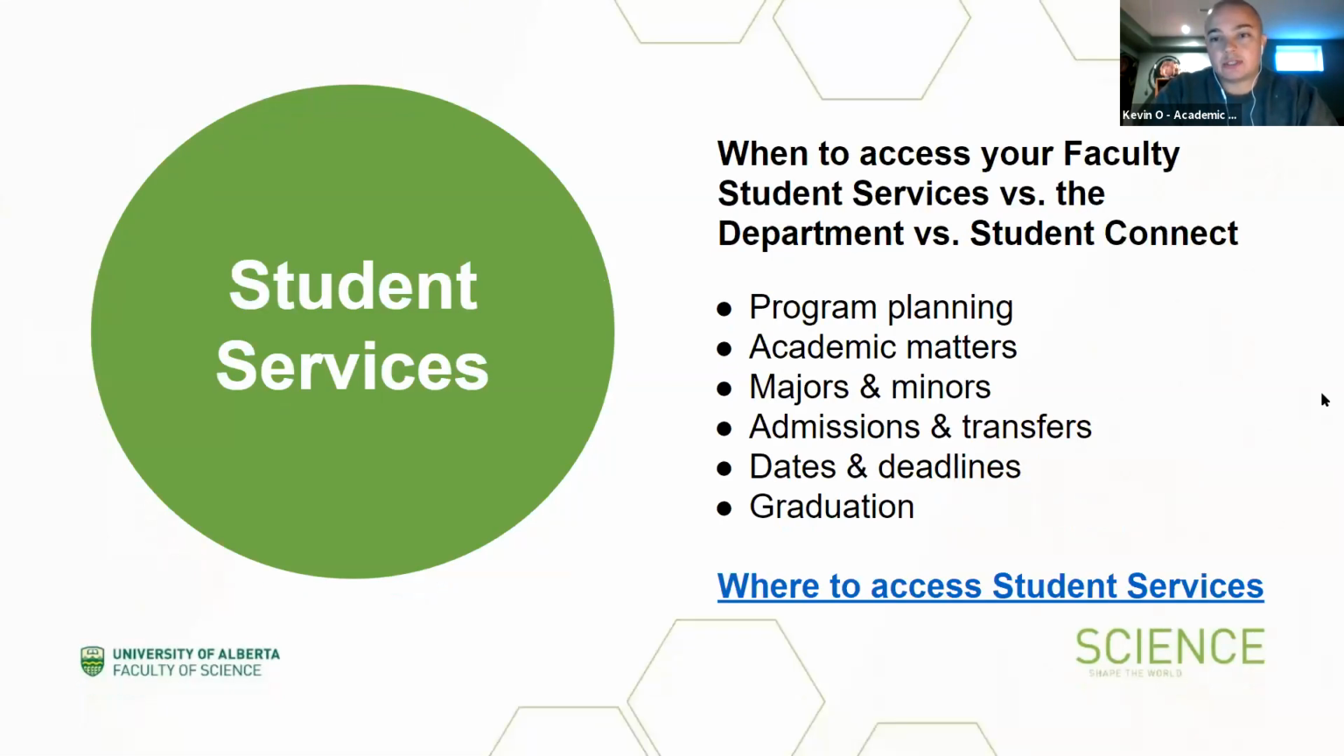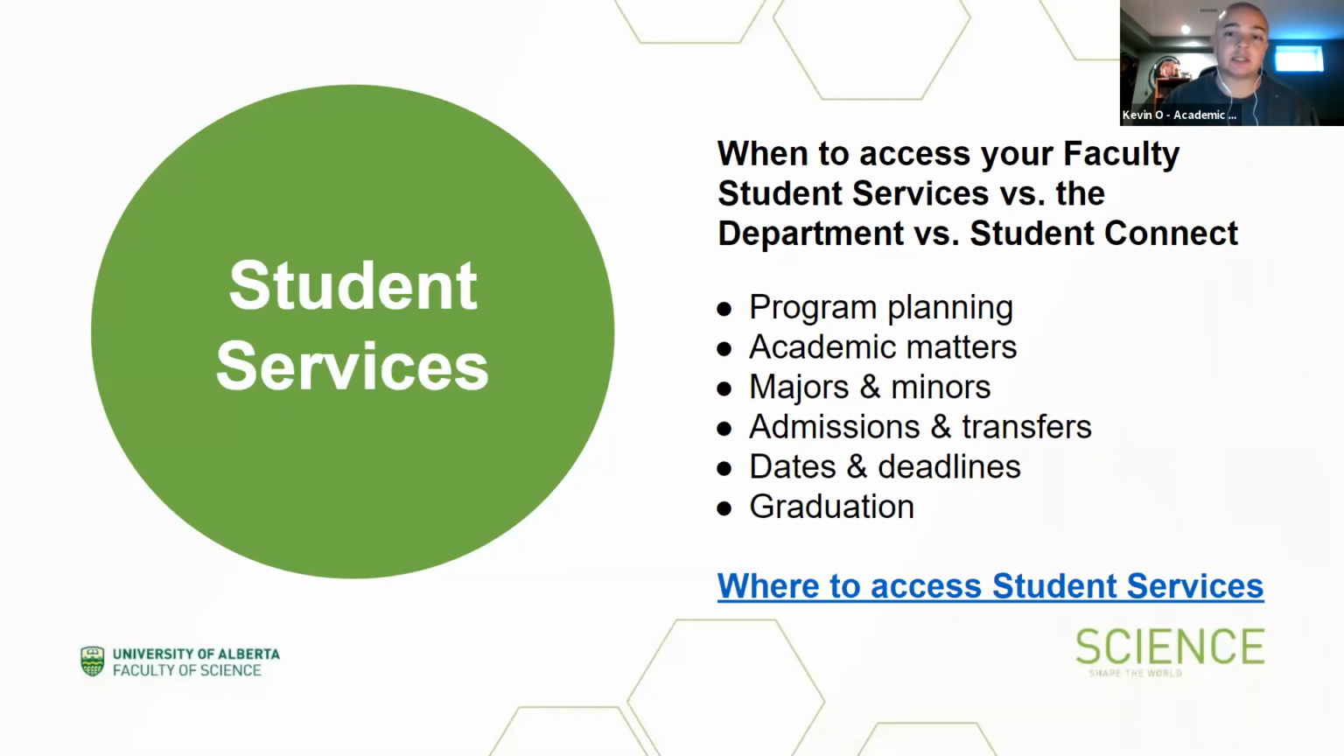So Student Services, our office in the Faculty of Science, we provide a lot of services for students, but there's a lot of information out there. And so hopefully with this slide, I'm going to be able to explain when do you come and speak with us in Student Services, when do you go talk with the teaching department, and when do you go and talk with Student Connect. So the biggest thing, if you ever have questions, come and ask us.